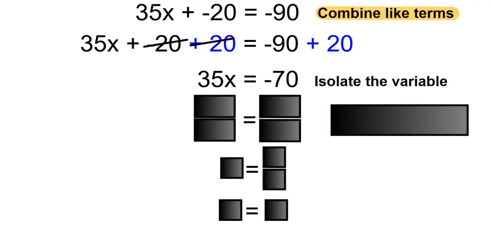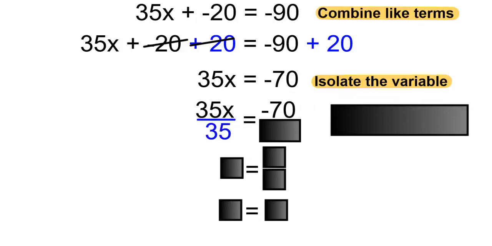Next, we isolate the variable. To isolate the x, we'll do the opposite operation of multiplying it by 35. So we'll divide this side by 35. Therefore, dividing the right-hand side by 35 as well.